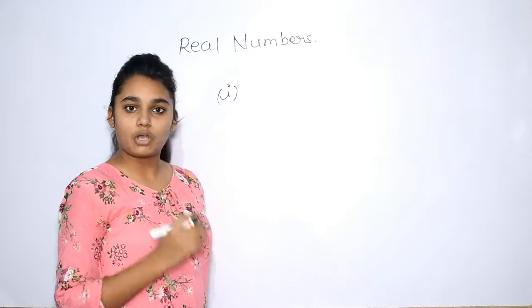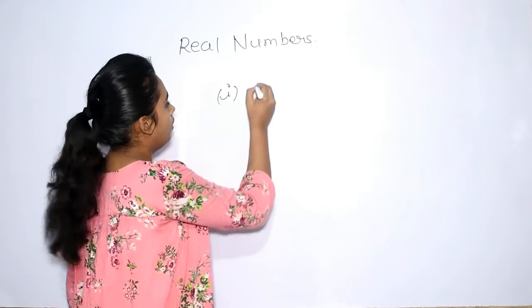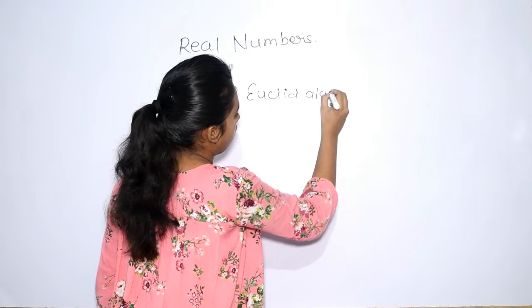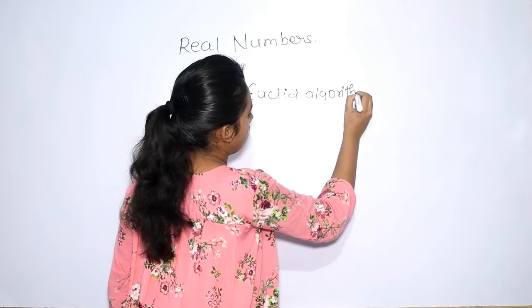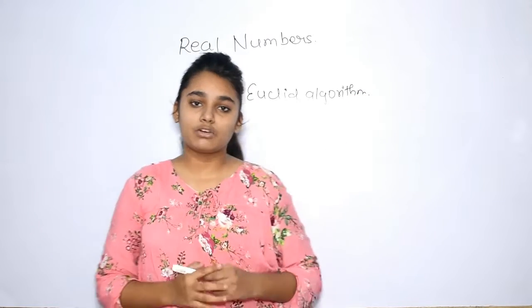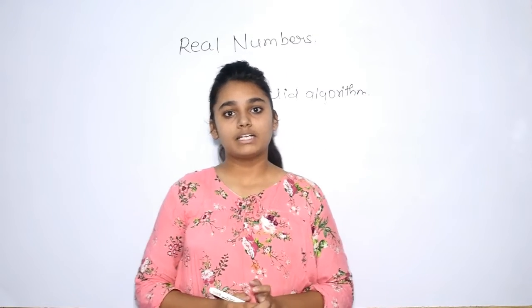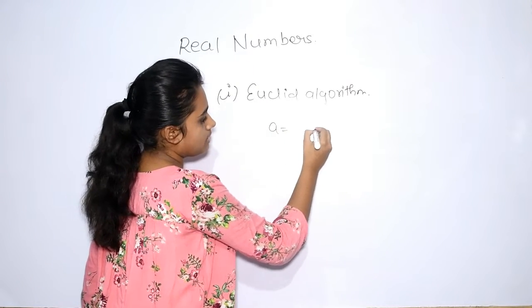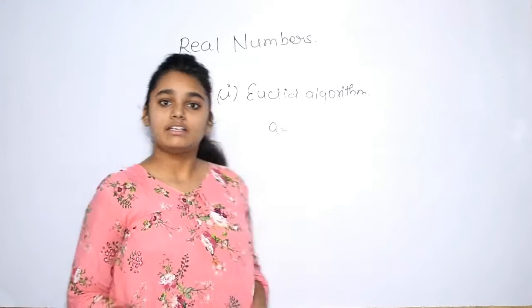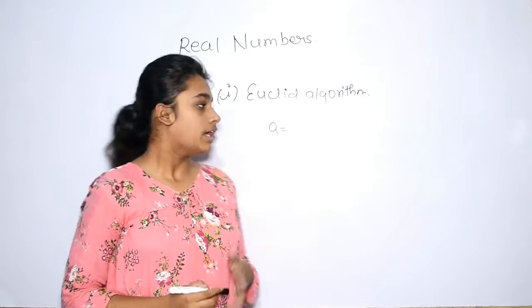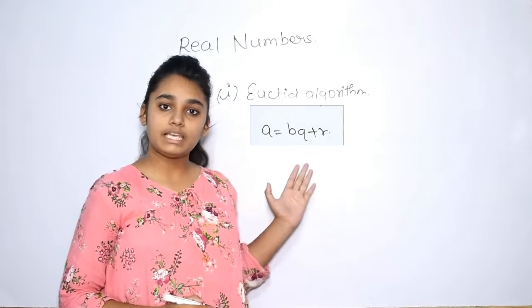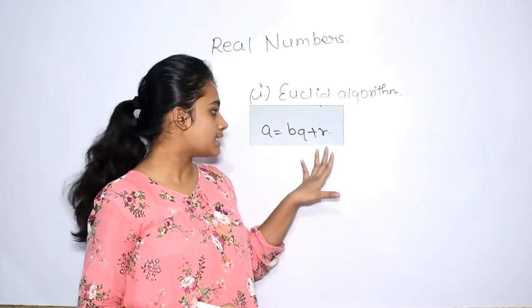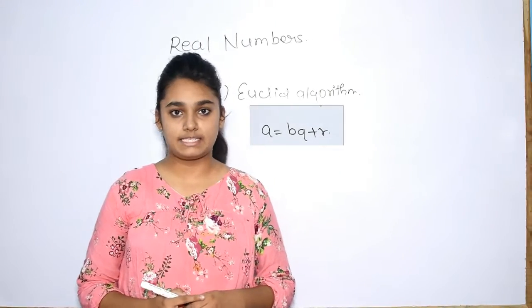So friends, our first topic is Euclid division algorithm. This algorithm is well known to all of us, but the main algorithm is a = bq + r. As we read in division in previous classes, a is dividend, b is divisor, q is quotient and r is remainder. So friends, this algorithm is mainly used for finding the HCF.